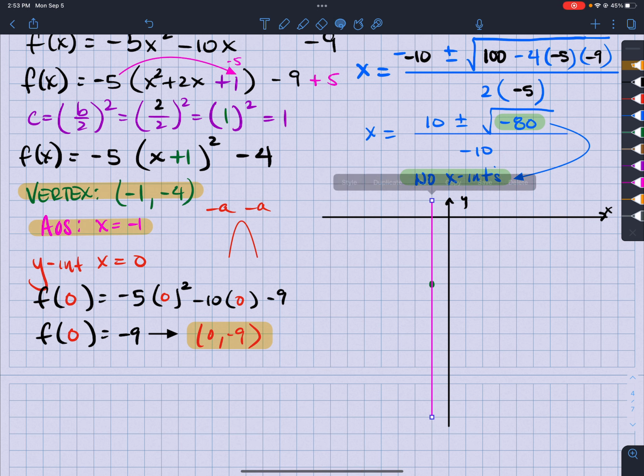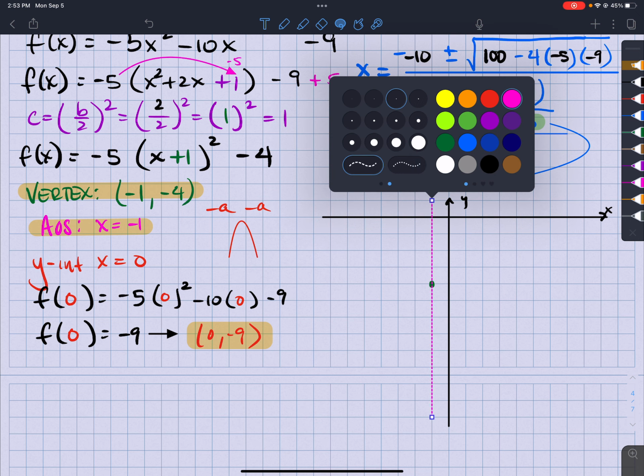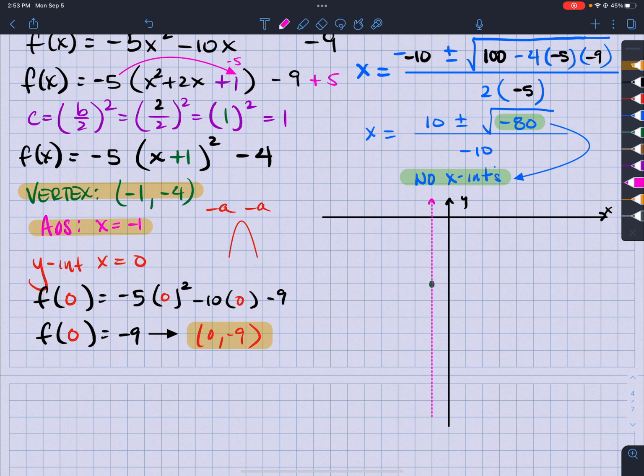So let me make this all dotted. And then put some arrows on the ends, right? All right, so my y-intercept is 0, -9. So 4, 5, 6, 7, 8, 9. And I have no x-intercepts. And I know it's a frowny face.